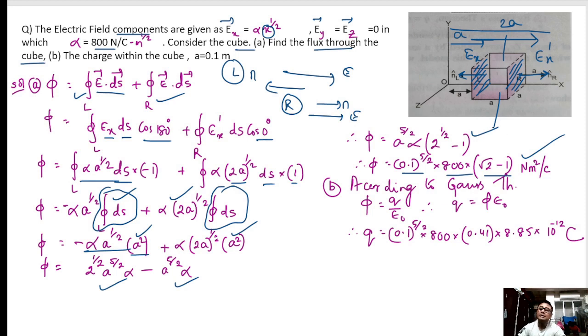Now what is the charge inside? Gauss told total flux is Q by epsilon O. So Q equals phi into epsilon O, and phi is known to us, epsilon O is this value. So if I calculate it, I can get the total charge inside the cube.